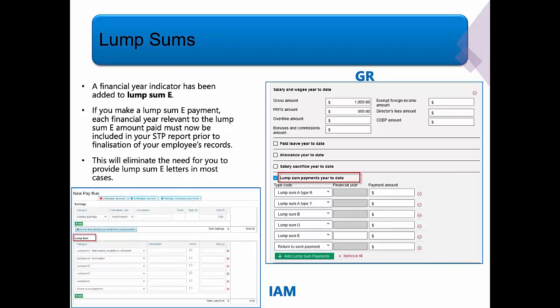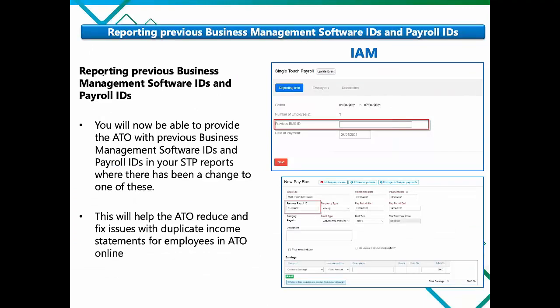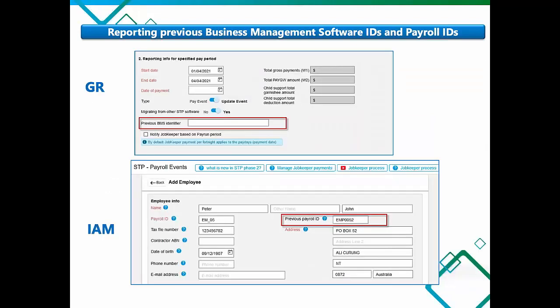And of course, I'm sure a lot of you are income tax agents, and you know this better than I do. So again, GovReports and IAM are taking account of all of these things. As I mentioned, if you're changing software, the business management software IDs are also being made more obvious, and if you've got new clients that you need to set up, it's going to be much easier for you to let the ATO know about these.